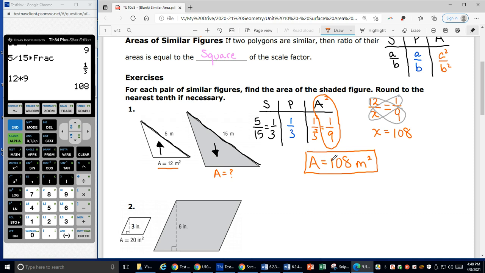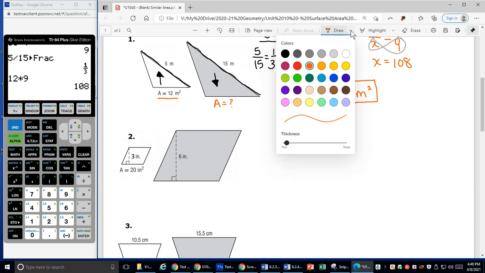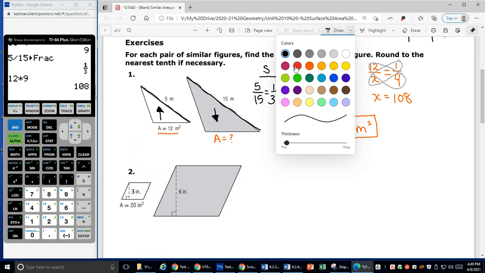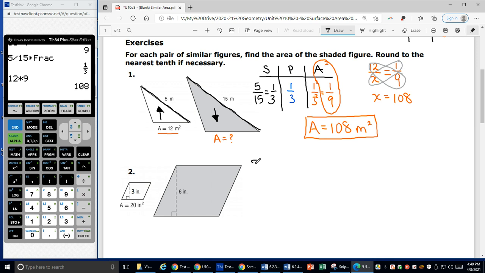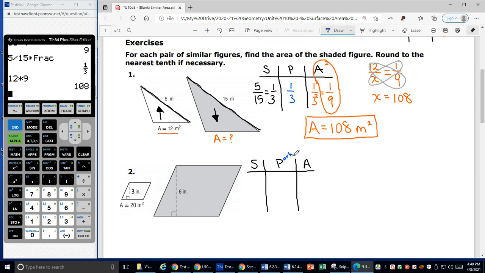Okay, let's do another one just like this. All right, so example number 2, the first thing I'm going to do is make myself a SPA table. Just like the last time, SPA. Remember I said the S stands for scale factor, but sometimes I think of it as sides. The P stands for perimeter, and the A stands for area. And I'm going to think of P also, in addition to perimeter, as parts.